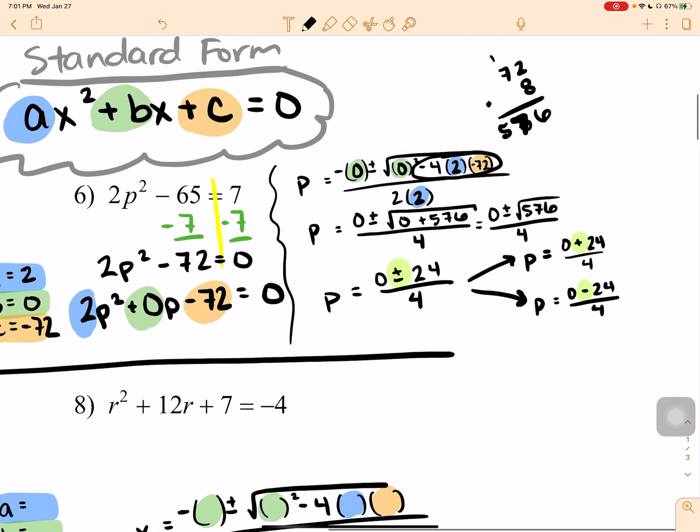All right, so now we can simplify. So 0 plus 24 is 24, all over 4 is 6. 0 minus 24 is negative 24, all over 4, negative 6. So p equals 6 or p equals negative 6.